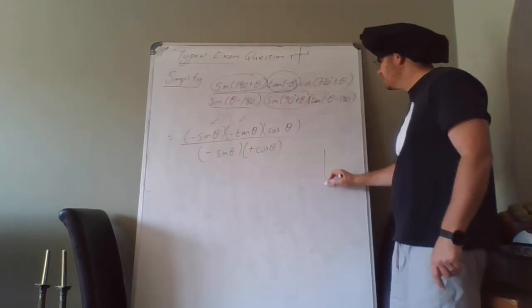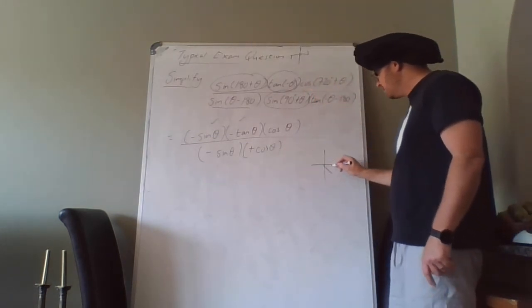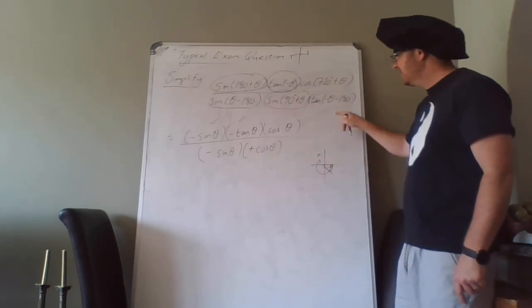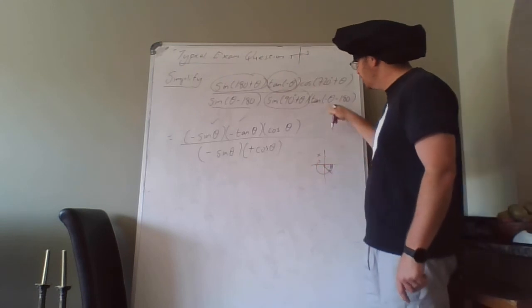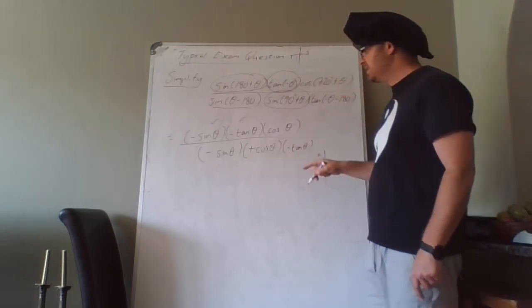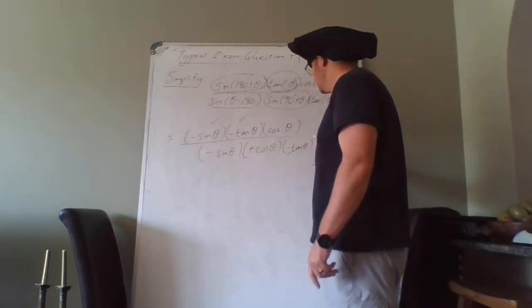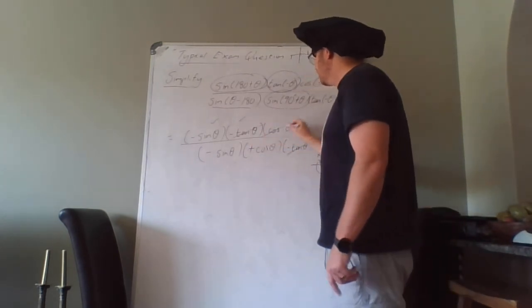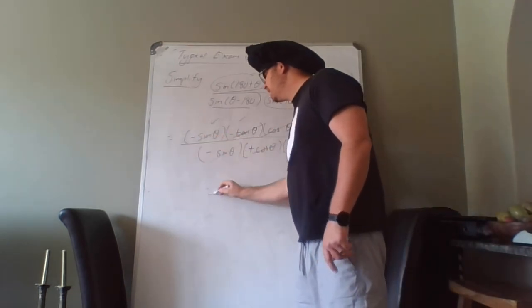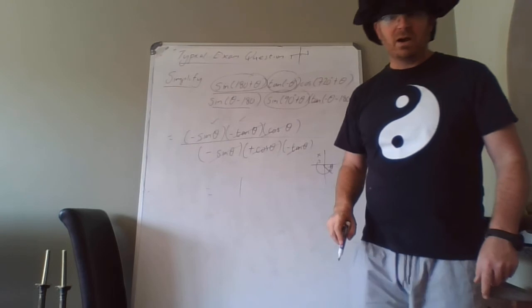And the last one, tan of minus theta minus 180. Minus theta, I'm over here. If I minus another 180, I end up over here, so I'm in quadrant 2. What happens to tan there? It becomes negative, so it's negative tan theta. Everything's multiplied, so I can cancel. Negative tan theta cancels with negative tan theta, cos theta with cos theta, negative sine theta with negative sine theta. And voila, the answer is 1.